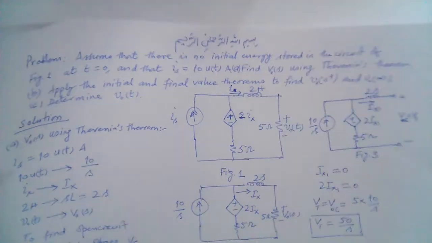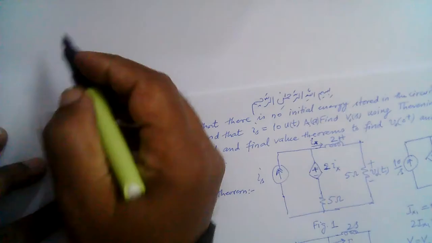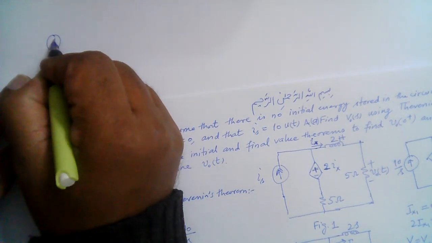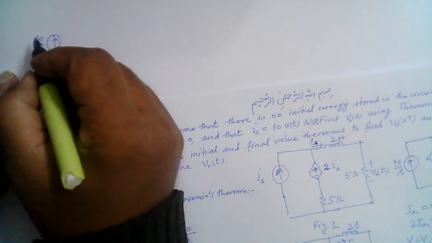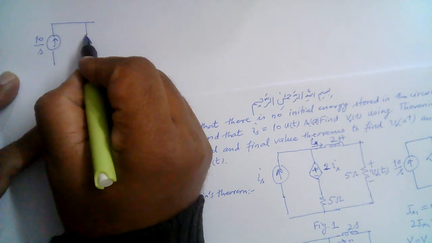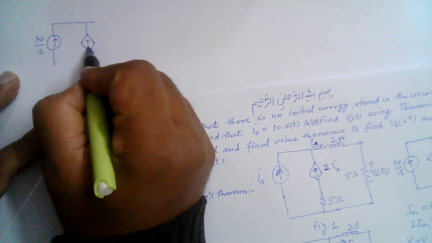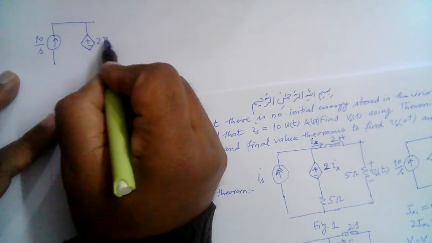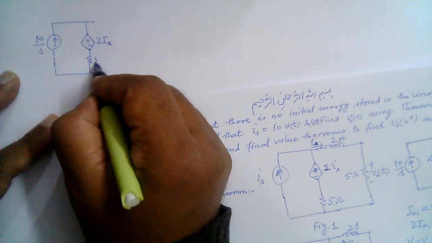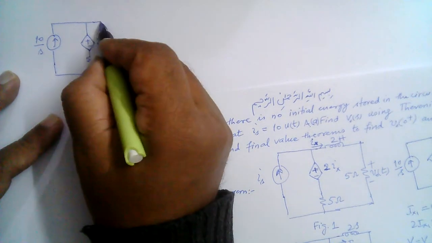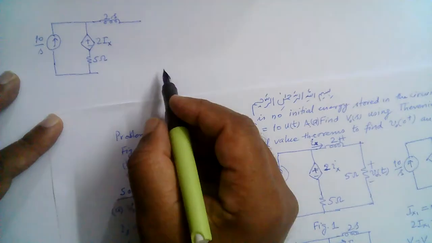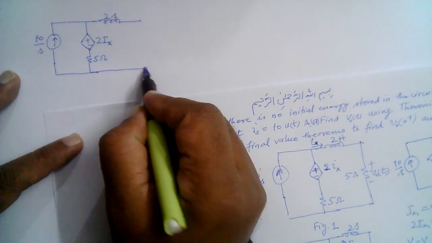So in any case, we need to redraw this circuit. So let me redraw it again. So this is 10 over s, this is the control source, 2Ix, this is 5 ohm, this is 2s impedance for the inductor, right? And we have these terminals.